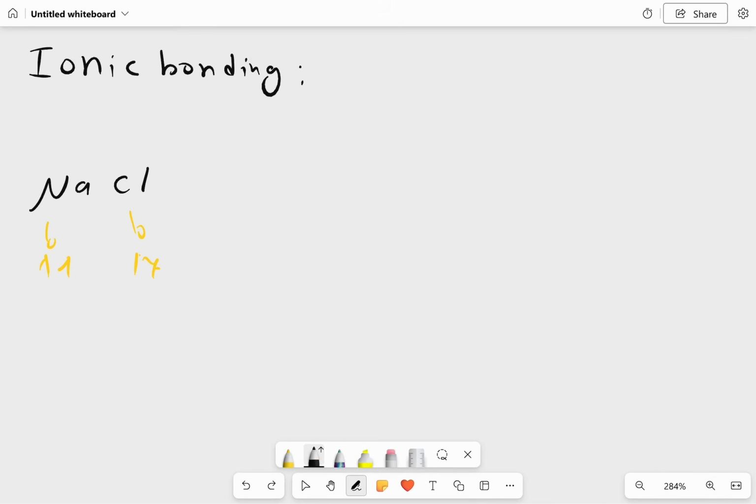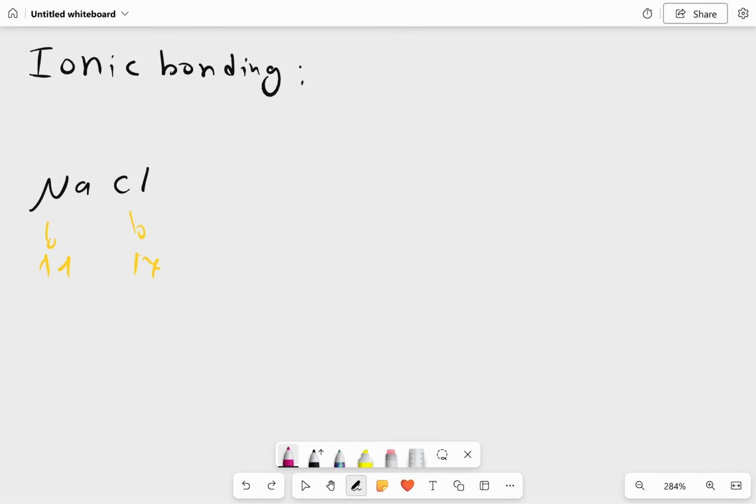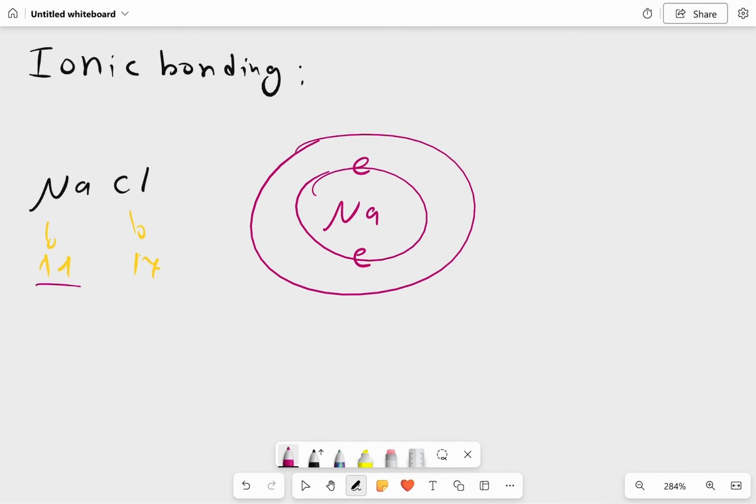Let's say this one. First one, Na. You have Na. How many electrons? You have 11. So you have the first shell, which is filled with 2 electrons. You have the second shell, which is filled with 8 electrons: 1, 2, 3, 4, 5, 6, 7, and 8.